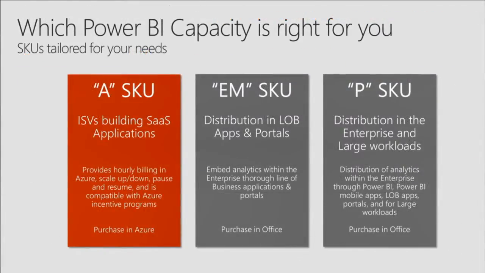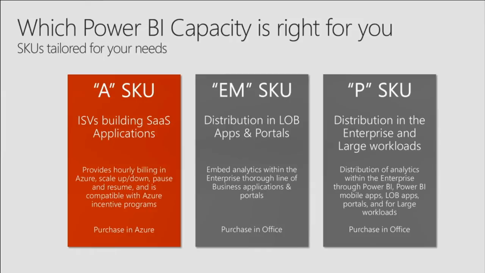So now, if you've been using Power BI, you may already know that we have some capacity SKUs. We have these P SKUs and EM SKUs. And now what we've done here is we've introduced the A SKUs. I just wanted to make sure that you understood why you would use each of the SKUs. The A SKUs are designed to help ISVs build SaaS-style applications with elasticity: scale up, scale down, pause, resume. The EM SKUs are designed to help organizations that want to distribute content inside portals like SharePoint or inside line of business applications to authenticated AAD users who are inside the organization.